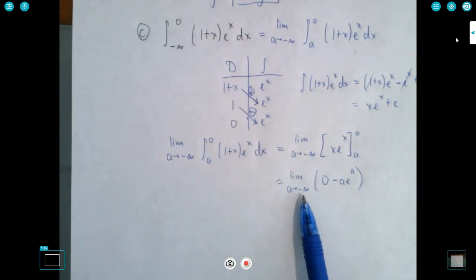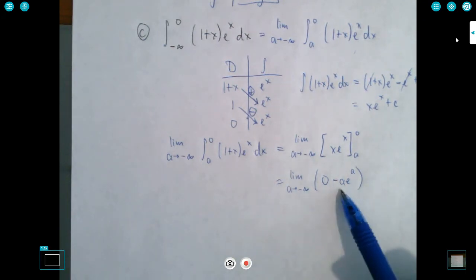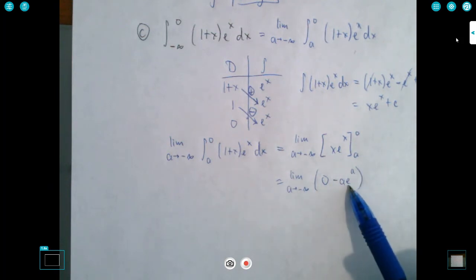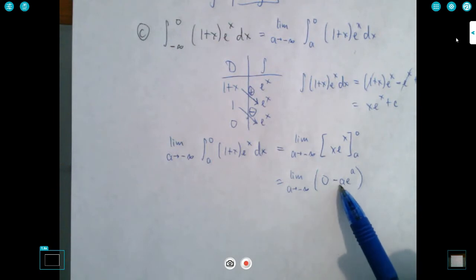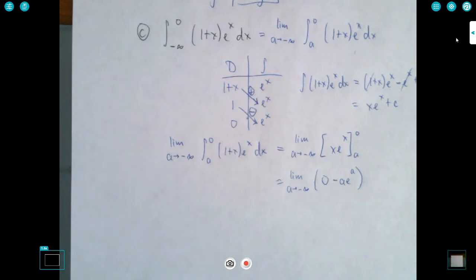Now we're going to take the limit as a goes to negative infinity. So a at negative infinity will be a positive infinity. And then e to the negative infinity will be 0, right? So this is an infinity times 0 case, which is an indeterminate form, which tells you you've got to try to fix that up somehow. Usually what we try to do is rewrite it in such a way that we can use L'Hopital's rule.